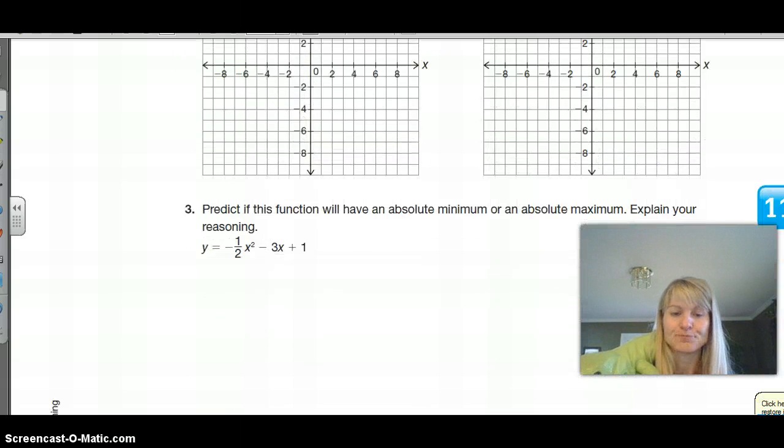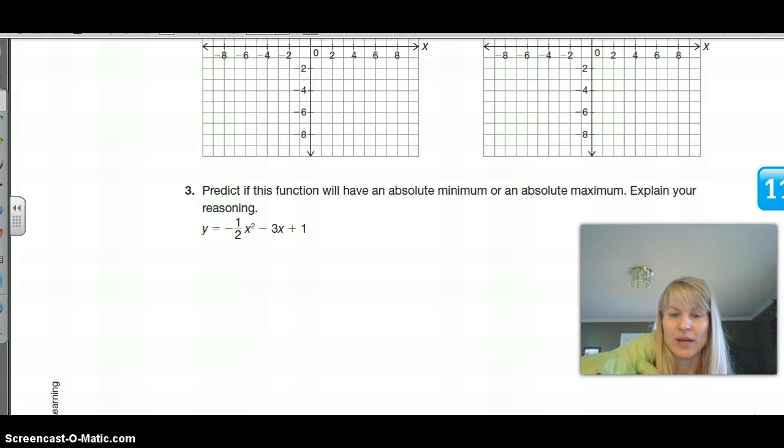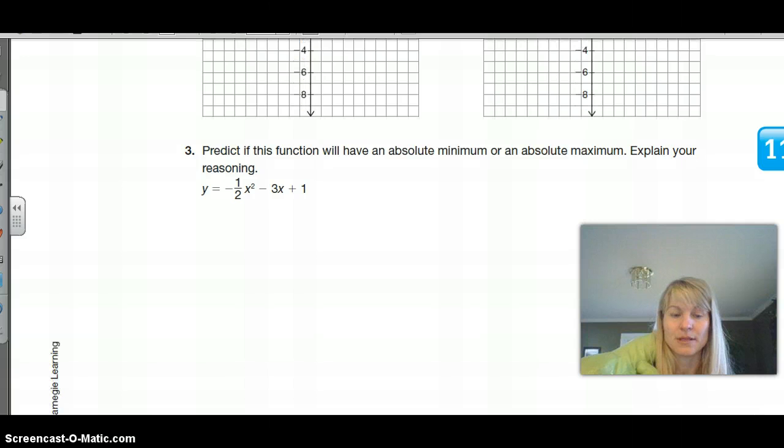Then if we go down here, it says predict if this function will have an absolute minimum or maximum, and explain your reasoning. So I'd like you to pause it and write down your answer. Okay. And then when you come back, you should be able to tell me that because this has a negative in front of the half, that means it's going to be going down. So you should be using nice math terms. It should look like this: because it has a negative, and this is called the coefficient of x squared, because it has a negative coefficient, the parabola will be going down, giving it a maximum. It has a top value here.